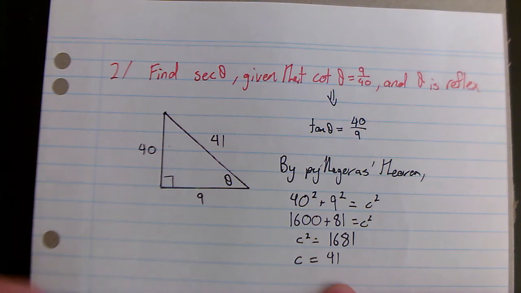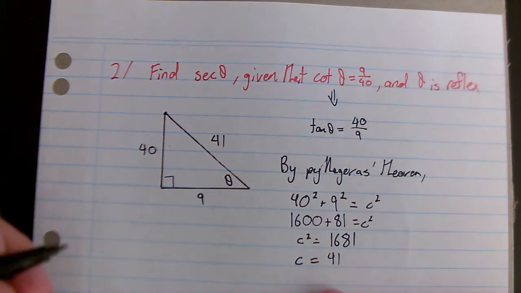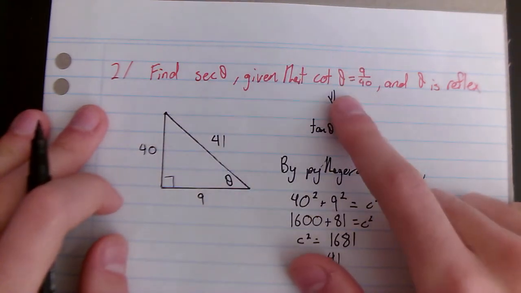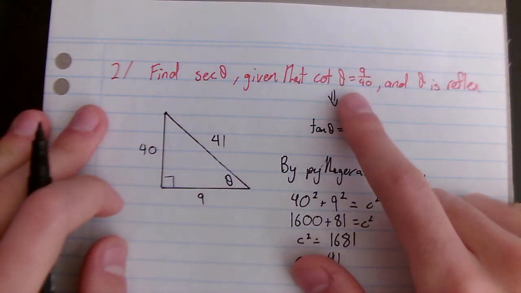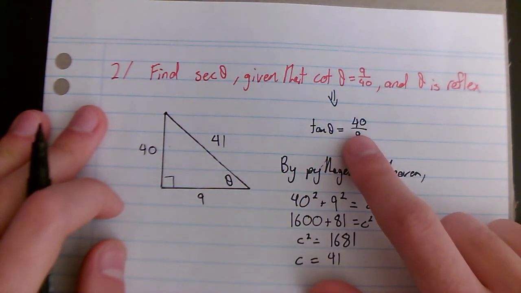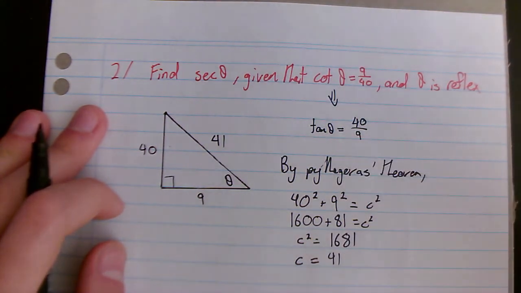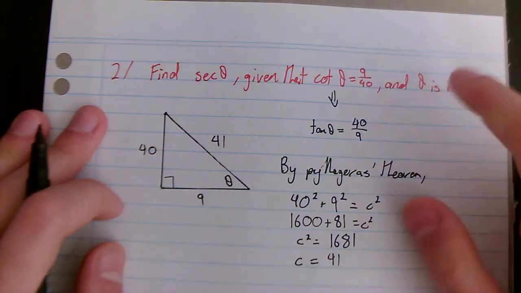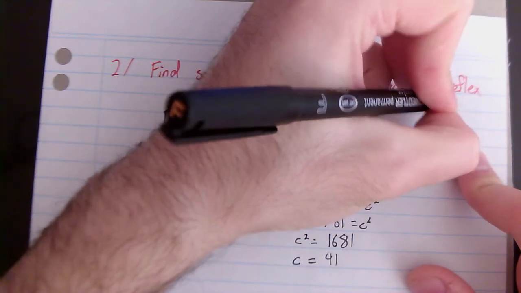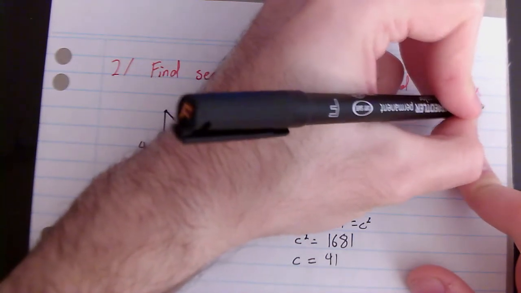So after this, it's the same process. What we notice is we want to find sec theta, and cot theta is greater than 0. So basically tan theta is greater than 0. So where's tan theta greater than 0? That's in the first and the third quadrant. And then we know that theta is reflex, which means theta is greater than 180 degrees.